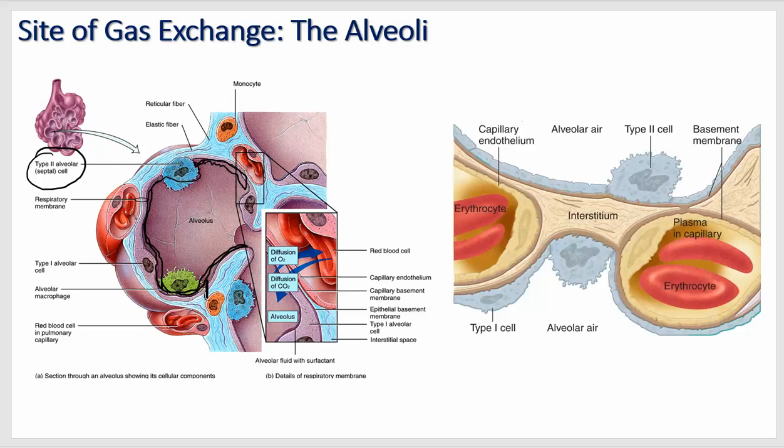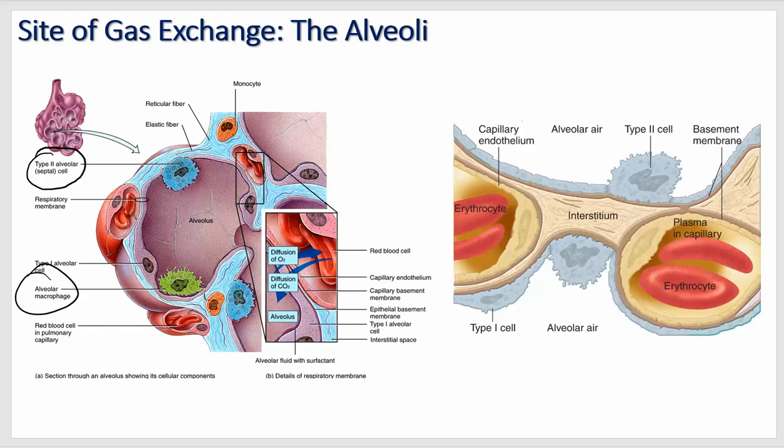Because water is very sticky. If water gets in there, it'll collapse it. But water has to be in there for things to move around in. So the surfactant says, okay, water, chill. You're not going to collapse the alveolus. Not today. All right, and then we have a picture of the alveolar macrophage.